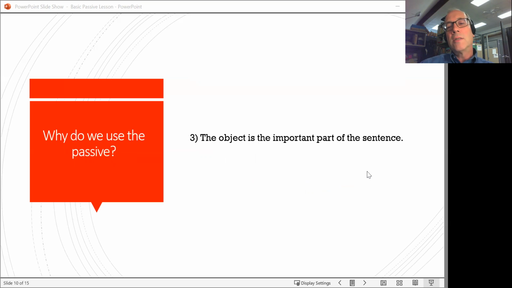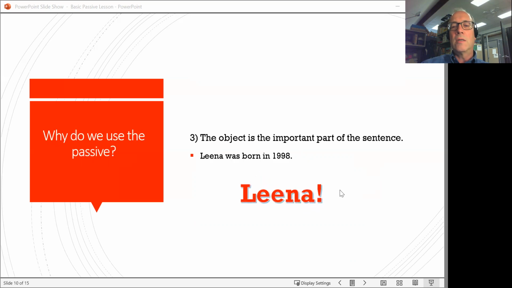Here's another reason we use the passive. Sometimes we use the passive because the object is the important part of the sentence, not the subject, not the one who did it. Sometimes the object is the important part. So here's an example. Lena was born in 1998. You've seen this passive before, but maybe you didn't know it was a passive sentence. We have the be verb was and the born, the past passive participle. Lena was born in 1998. What's important in this sentence? Well, Lena, of course. So we use the passive.